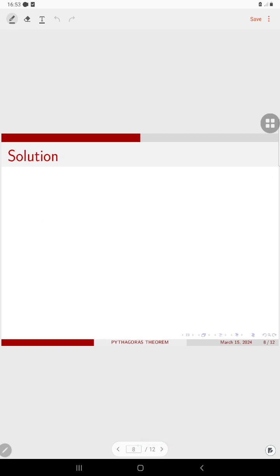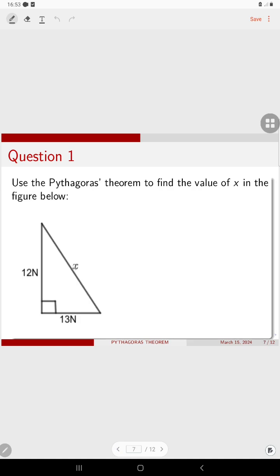Let's go to the next line. So what is the hypotenuse? So this x squared should be equal to what? The 12 squared plus what? The 13 squared. Then you can take it from there. Great. So let me write this on the next page.